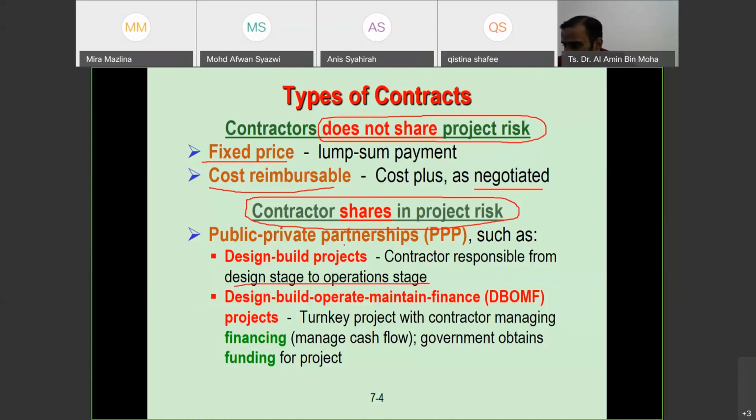PPP project in UTM, which is the hostel, the College Kediaman Satria, that has 5 blocks that can accommodate 5,000 students at one time. It was built using this PPP. Means that UTM didn't pay anything at the start, but of course the company, or the contractor, or the concession, as we call it, they design, they build, and also they operate.